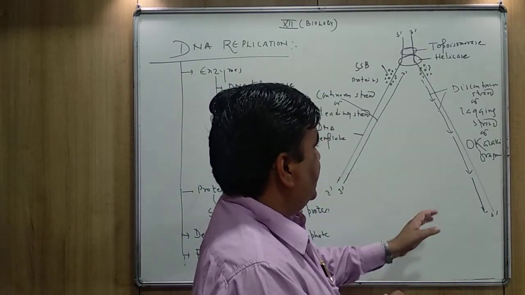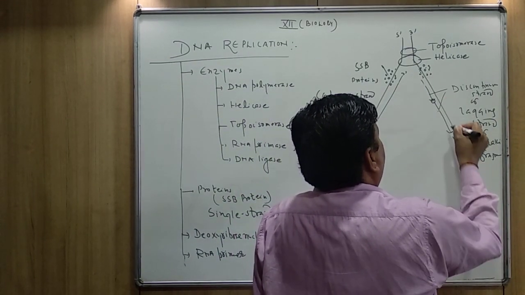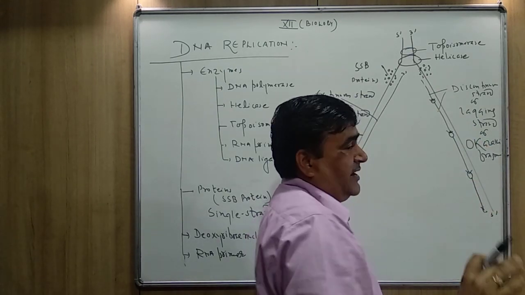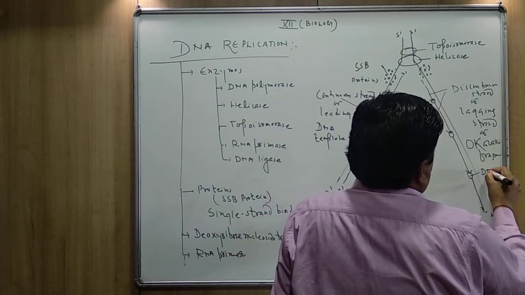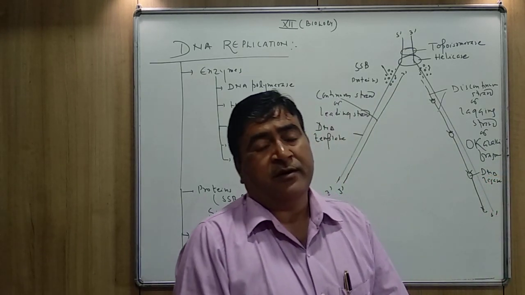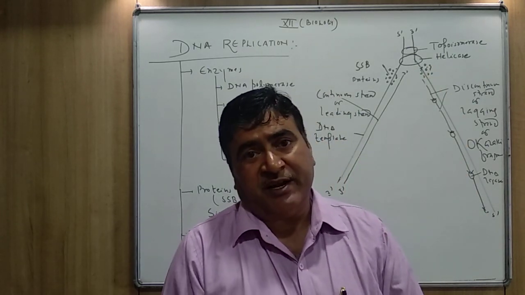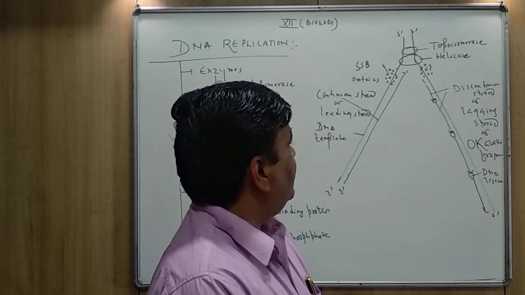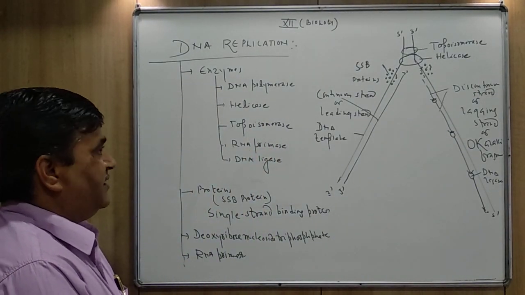But further, the Okazaki fragments are also joined, or attached, by which enzyme? DNA ligase enzyme. So DNA ligase enzyme helps to join these Okazaki fragments, or you can say the lagging strand, and finally it also becomes continuous. So that's all about the process of DNA replication.